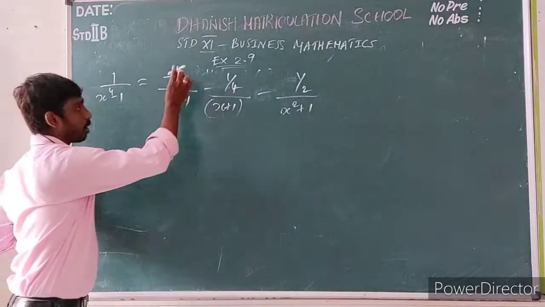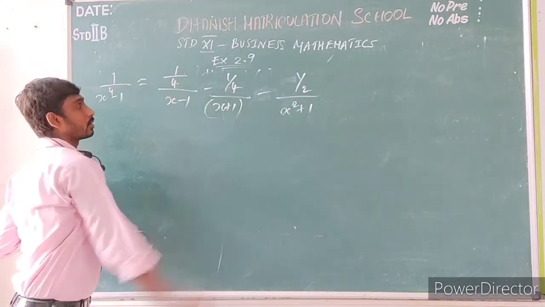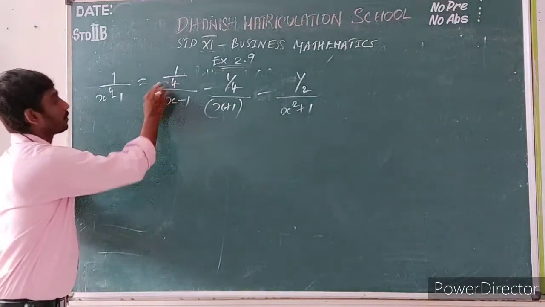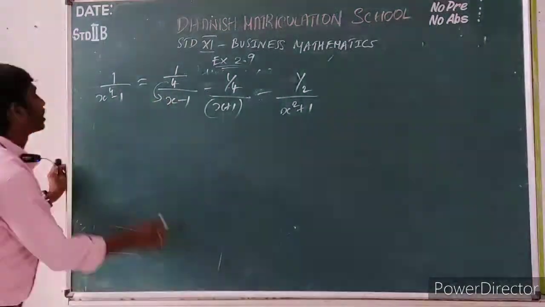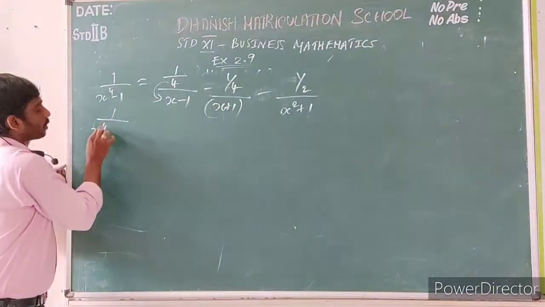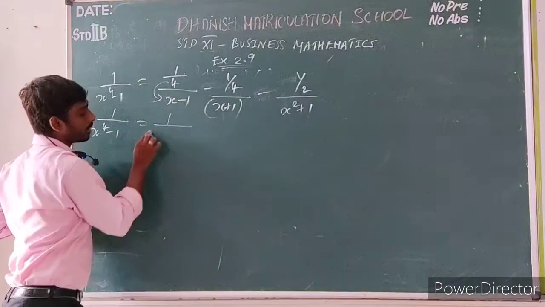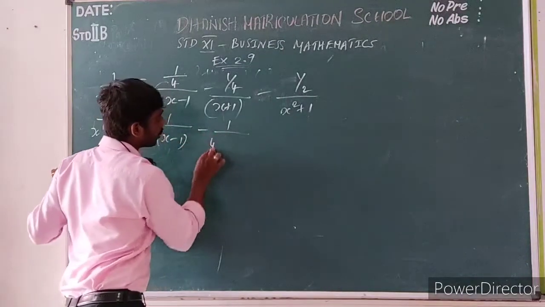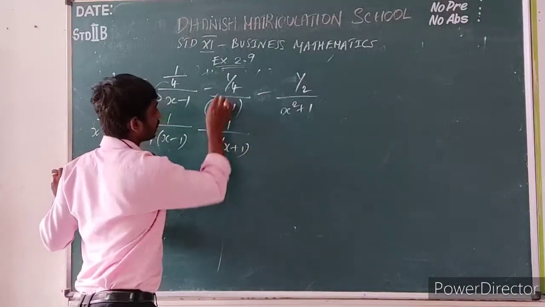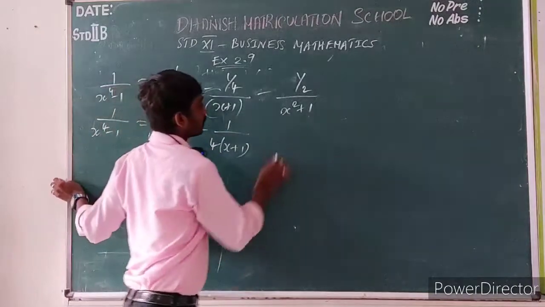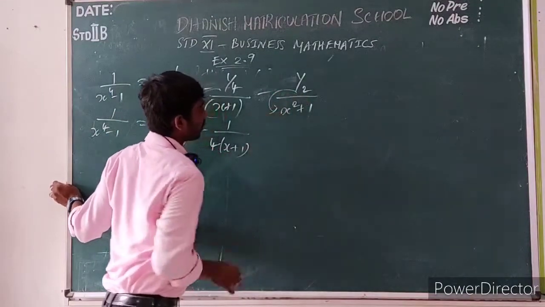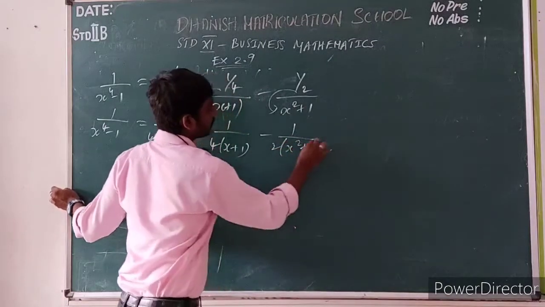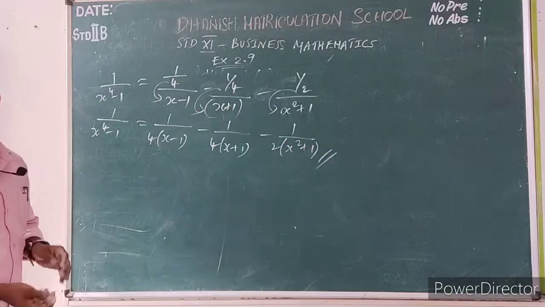Then we are having one numerator, one denominator only. Here itself we are having another denominator 1. So you have to write like this, multiplying this one. So 1 by x power 4 minus 1 equal to 1 divided by 4 into x minus 1. Then here 1 divided by 4 into x plus 1. Here this 2 will come into the denominator. So 1 divided by 2 into x square plus 1 is the answer for this question.